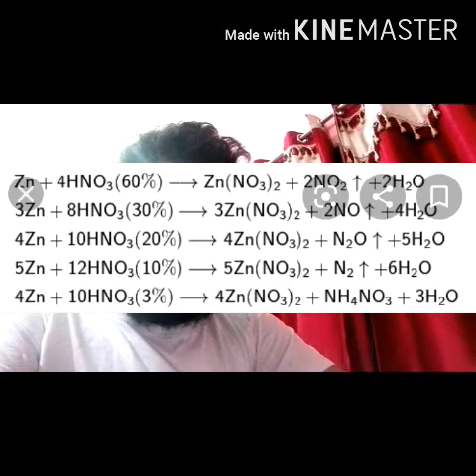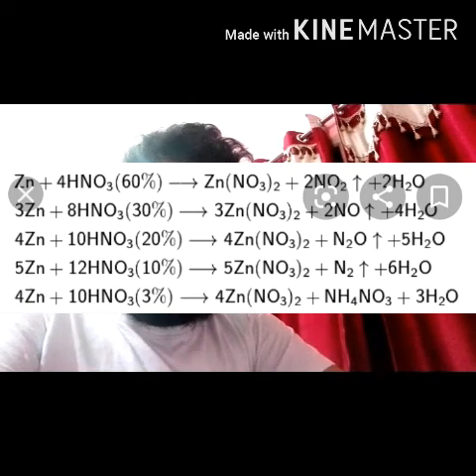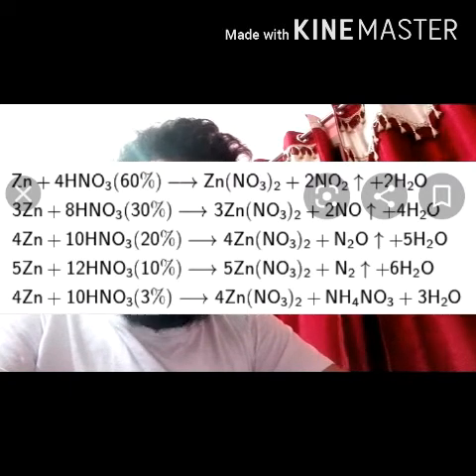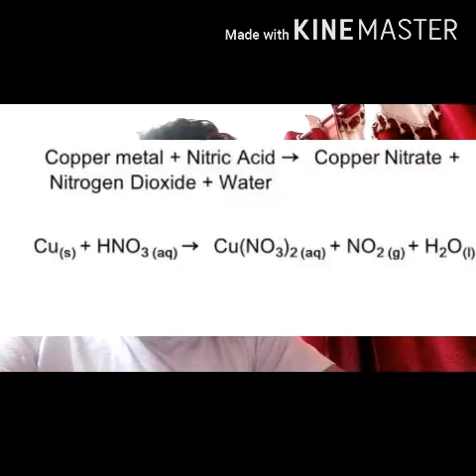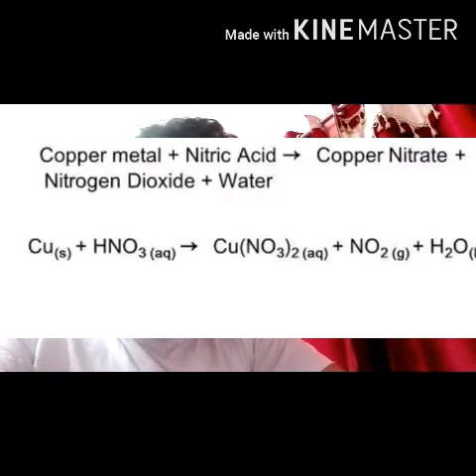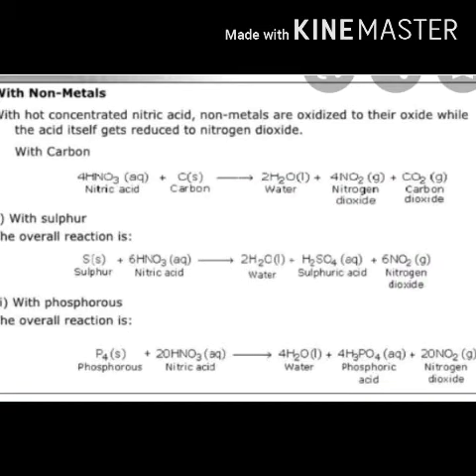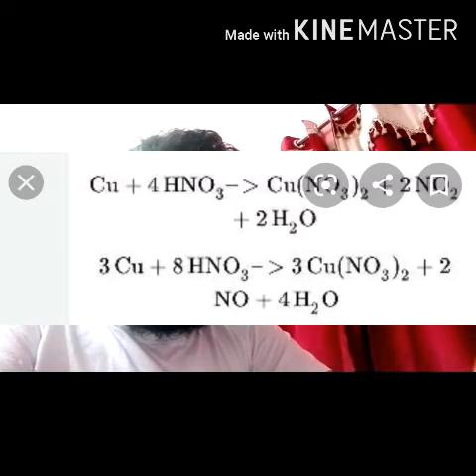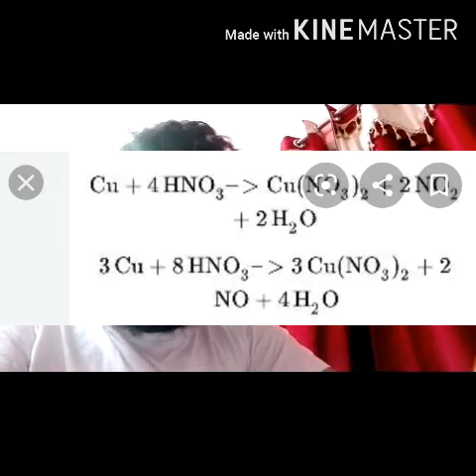different oxides of nitrogen, and ammonium nitrate or water, in reactions like: Zn plus 4HNO3 concentrated gives Zn(NO3)2 plus 2NO2 plus 2H2O. Where it is dilute, 3Zn plus 8HNO3 gives 3Zn(NO3)2 plus 2NO plus 4H2O. In case of very dilute, 4Zn plus 10HNO3 gives 4Zn(NO3)2 plus NH4NO3 plus 3H2O.